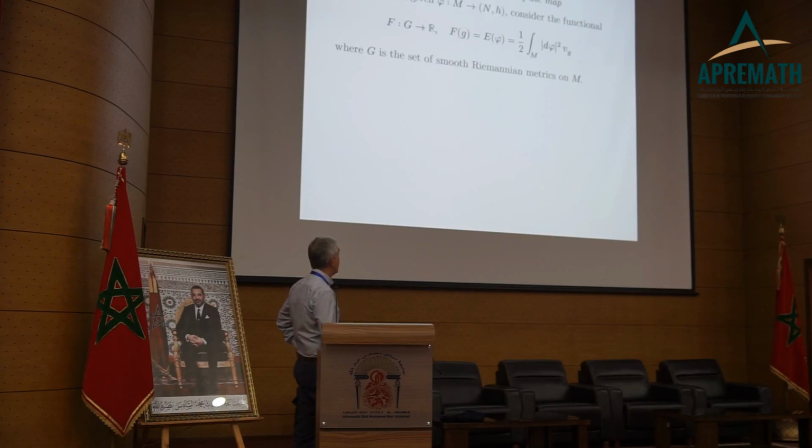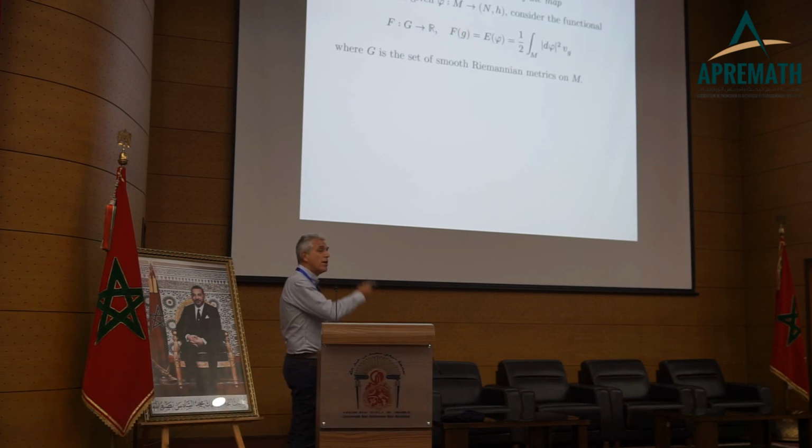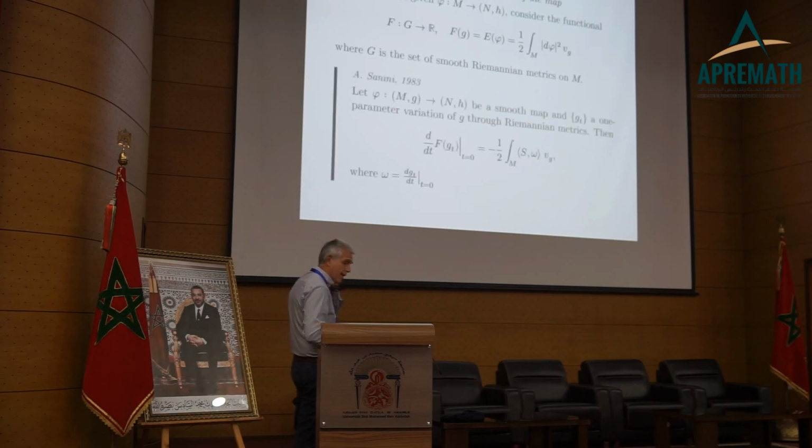But what you can do is fix the map, and you can consider a new functional, F, which is defined on the set, let me call it just the set of smooth Riemannian metrics on your domain. When you compute F on a metric G, you just compute the energy of the fixed map with respect to the metric on the domain. This was a nice result of Sanini in 1983. If you consider this new variational problem and compute the first variation of the energy, but with respect to variation of the metric instead of variation of the map, you get this formula.